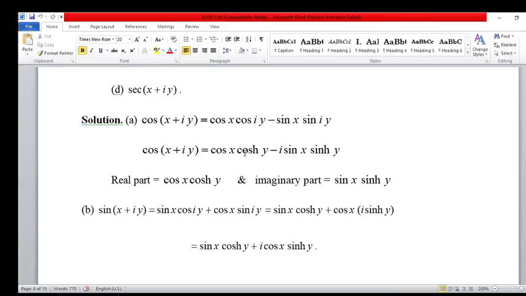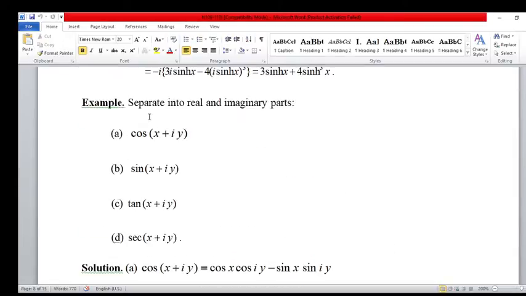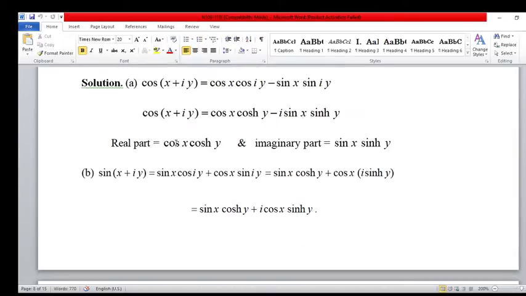So comparing real part and imaginary part, the real part is cos x cos hyperbolic y, and the imaginary part is sin x sin hyperbolic y. So this is the separation.